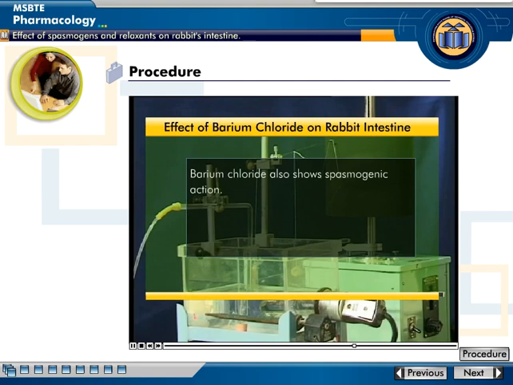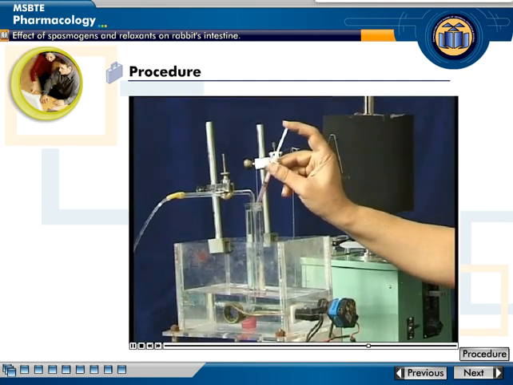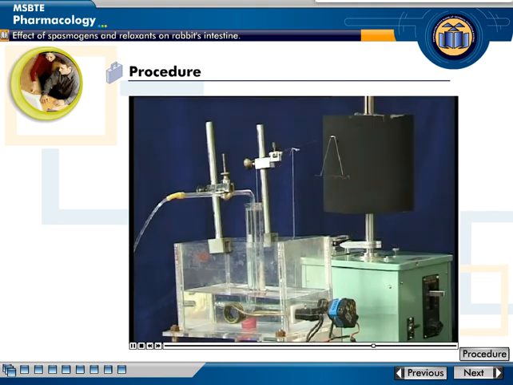Allow the preparation to relax by washing with fresh quantity of Tyrode solution to wear off effect of barium chloride. Record normal pendular movements once again. Now inject 0.1 ml stock solution of atropine followed by 0.1 ml stock solution of acetylcholine. Record the response for 1 minute.